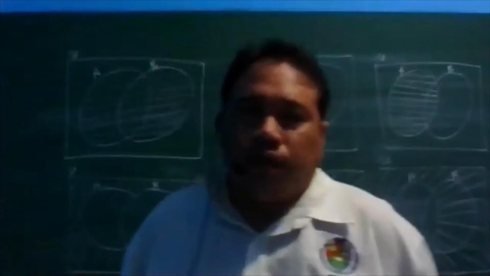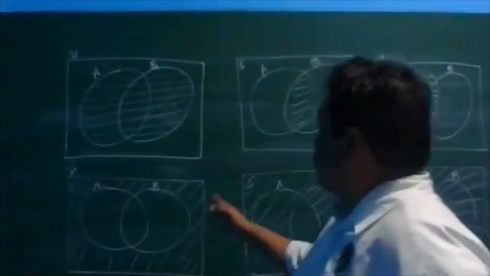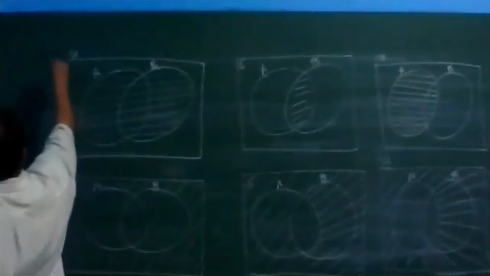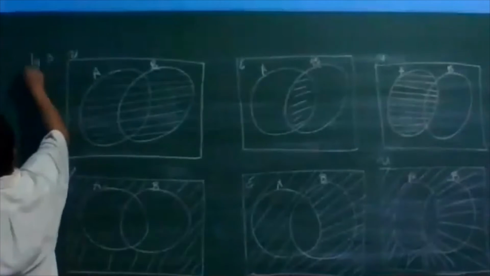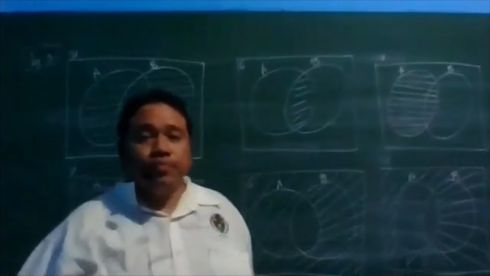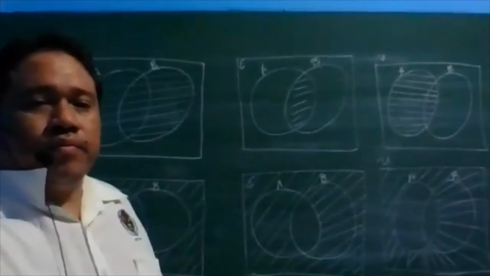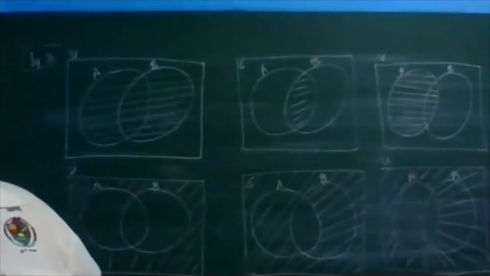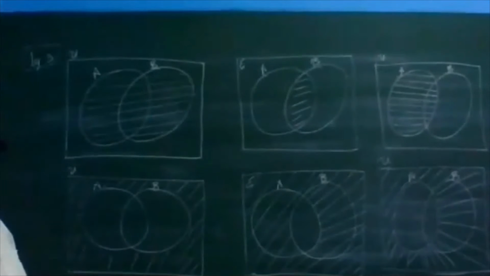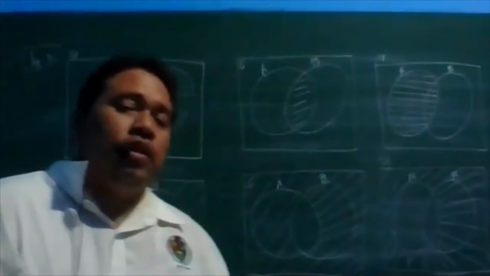Today we're continuing with our lesson on substance. And as I told you, we're looking at question number 3 from exercise 1G. In 1G, we're given Venn diagrams and we are asked to name them. So let's look at these, and then as we go along, we're going to discuss each one.